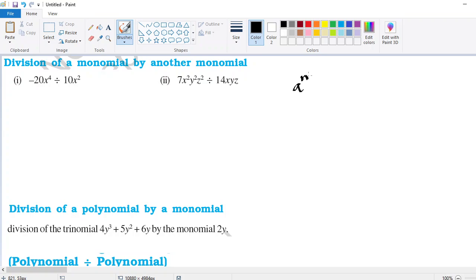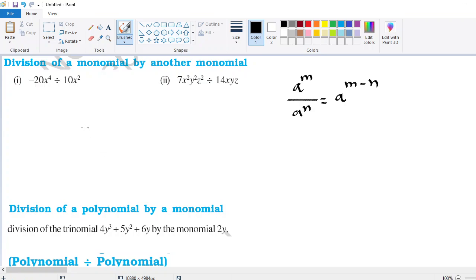What we have: a raised to m upon a raised to n is equal to a raised to m minus n. These are the variables with some power. Now these bases are the same, division of numbers, and that is equal to the difference of the powers with the same base.